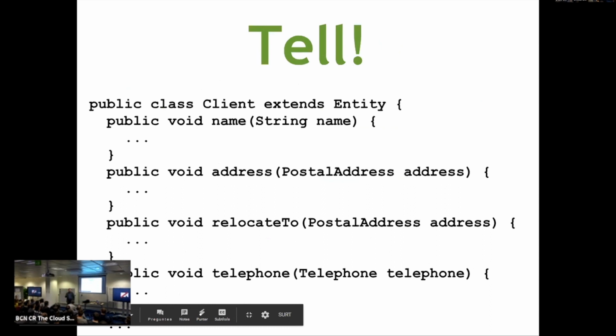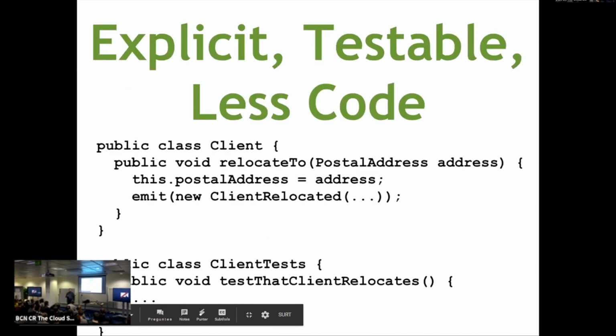objects what to do, stop asking them for their state and deciding for them what they should do. So we're going to tell them what to do through rich behaviors, and those behaviors can be implemented in reactive entities, for example. So this client knows how to demonstrate that it relocates. Yes, it sets a value of a postal address. Notice that the postal address isn't 12 different string attributes being passed in as arguments, it's one single concept, the postal address.